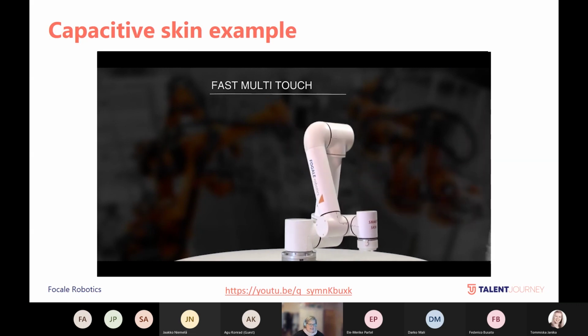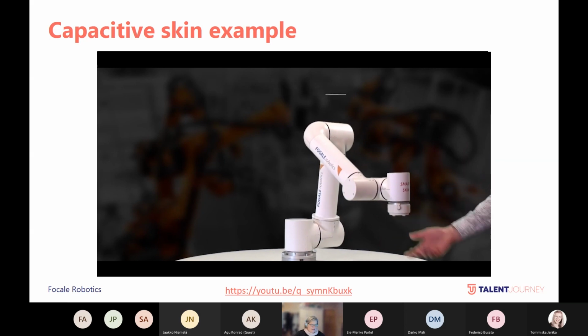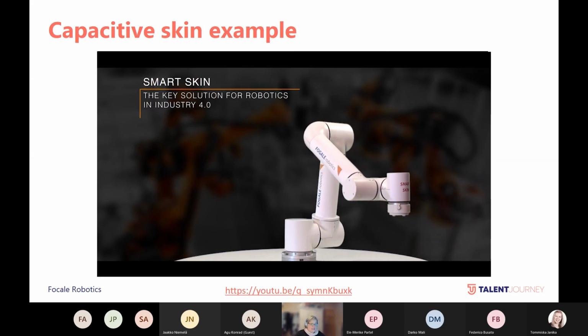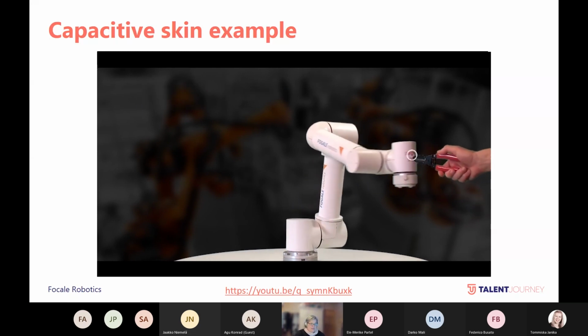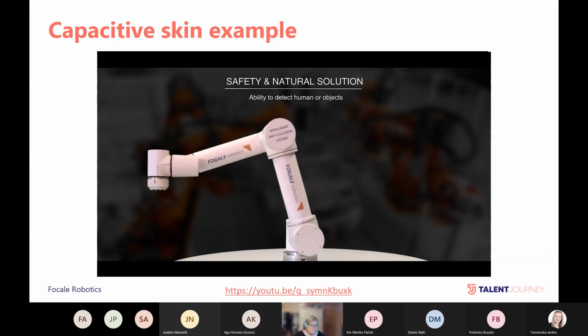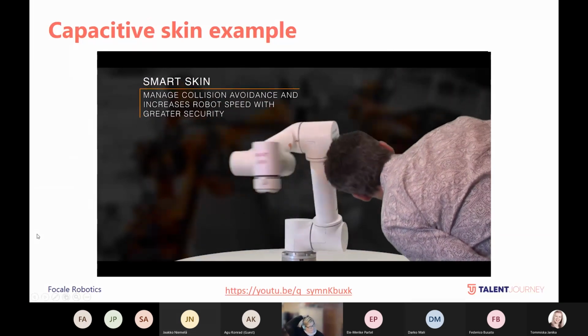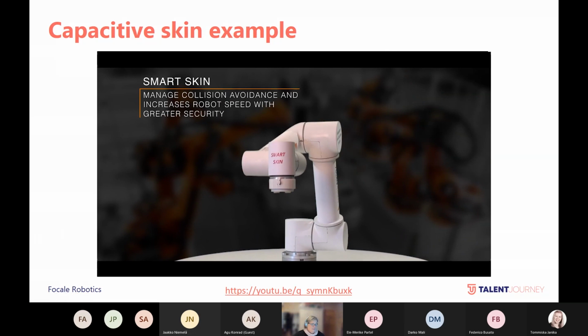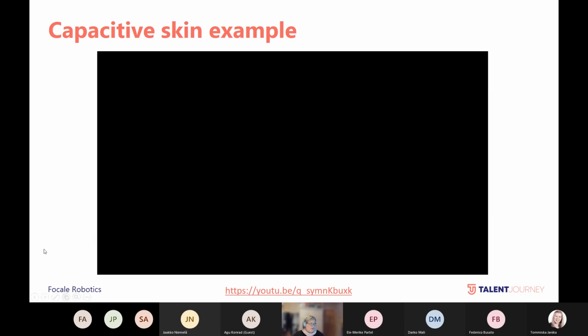And that's really easy, because normally when I'm moving this collaborative robot by hand, it's not as easy as it looks with this capacitive skin. And on Friday, when we talk more about the sensors, I will tell you about another one like this, about the same.